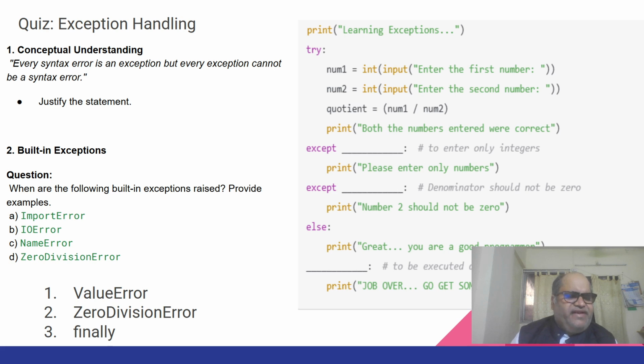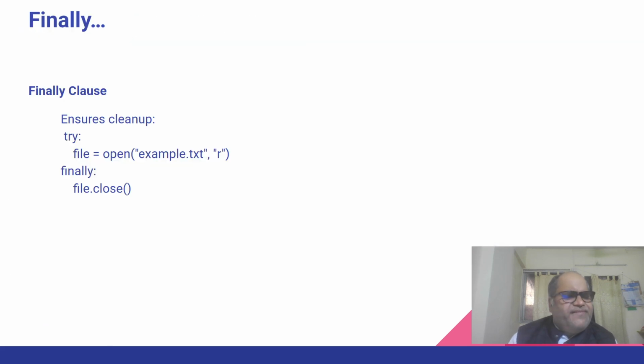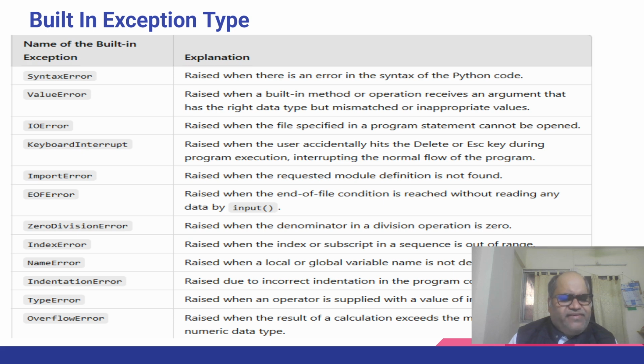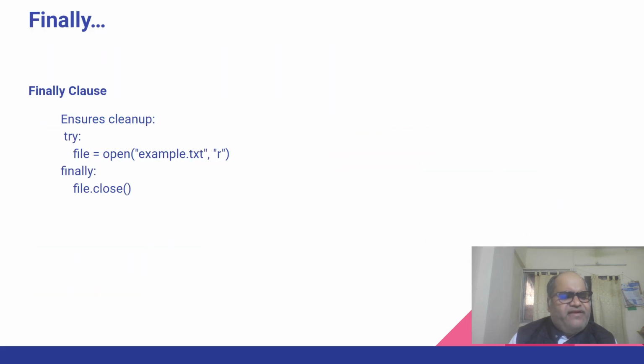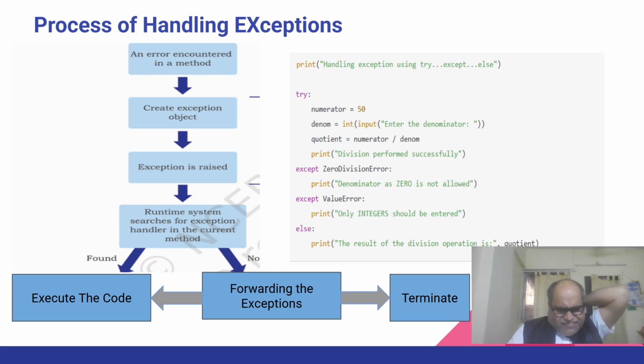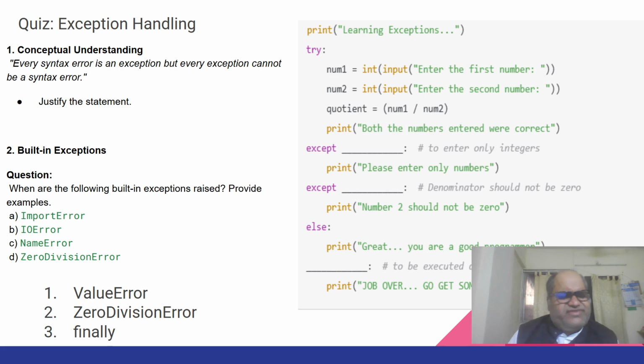Now the next question is on built-in exceptions. When are the following built-in exceptions raised? Import error: when a module that you are trying to import is not found. IO error: when there are issues related to file opening. Name error: you saw it here, right? What is the name error? When a local or global variable is accessed before it is assigned, or those kinds of scenarios. Zero division error: when you try to divide by zero.